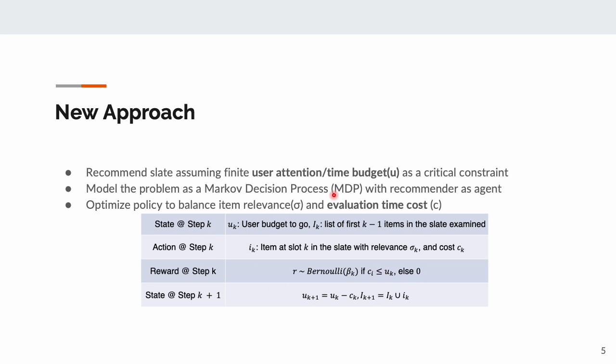These are the parameters of the MDP framework. The state consists of the user's remaining budget and the list of K-1 items which are already inserted into the slate. The action is to select the relevant item for the kth slot. Rewards are sampled from the Bernoulli distribution based on the item relevance and clicks if the evaluation cost fits within the time budget. And at each step, the time budget is reduced by the cost of the item evaluated.